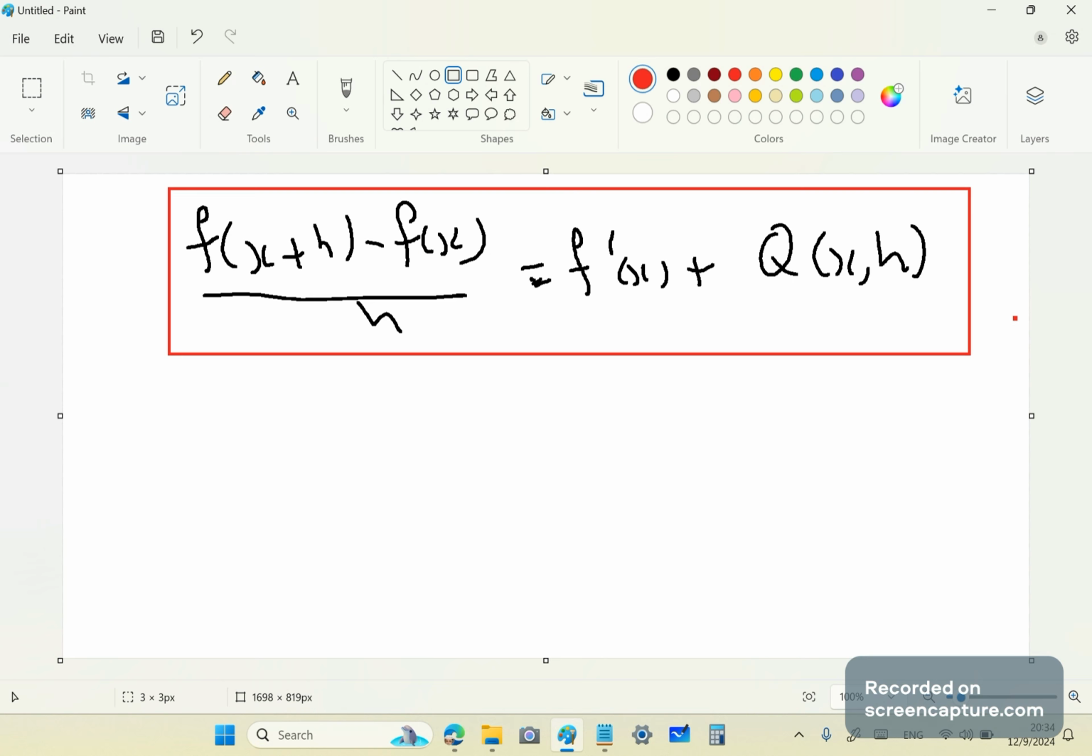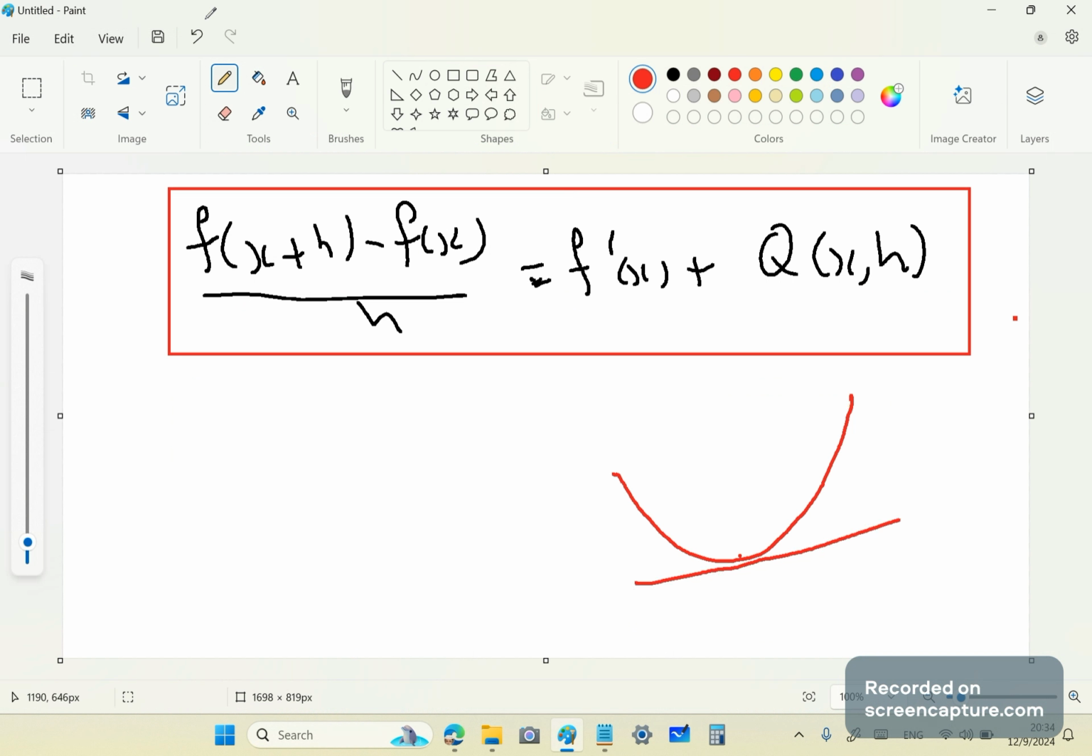And what it says, basically, to summarize, is that the left-hand side here is the slope of a non-parallel secant line. So if you have a curve like that, and a tangent line like that, then this left-hand side is the slope of this line. This f of x is the slope of the tangent line, and q of xh is the difference. So there's no arguing there.